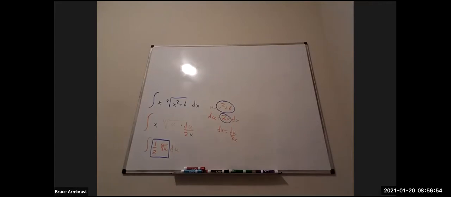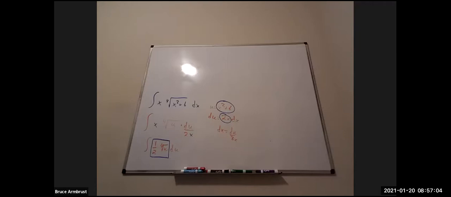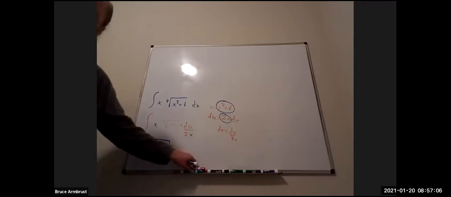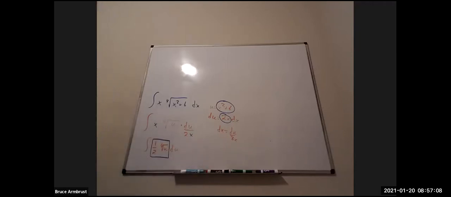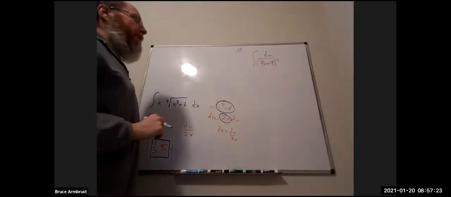So the next one was number 10. Let me see what that looks like. I'm not going to share it, but I'll go ahead and write it up on the board. So this one, we've got the integral of, for me, it was dx over 4x plus 9 squared. So yours will look similar to this, hopefully.